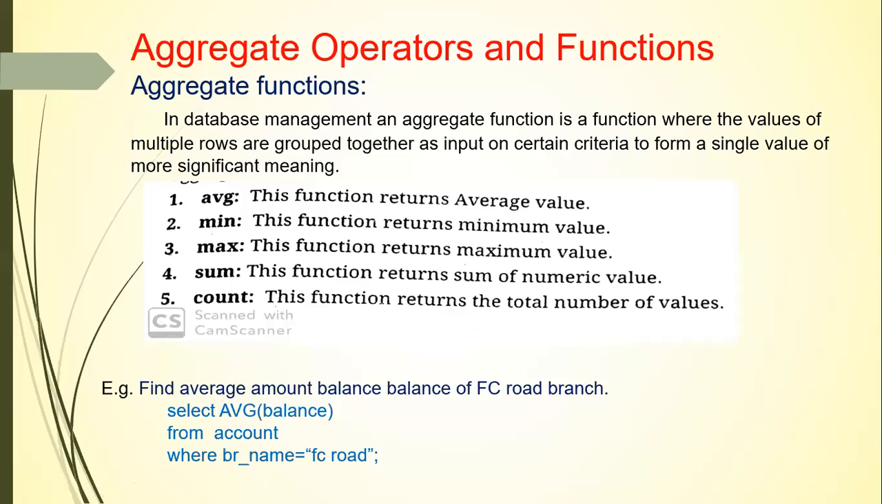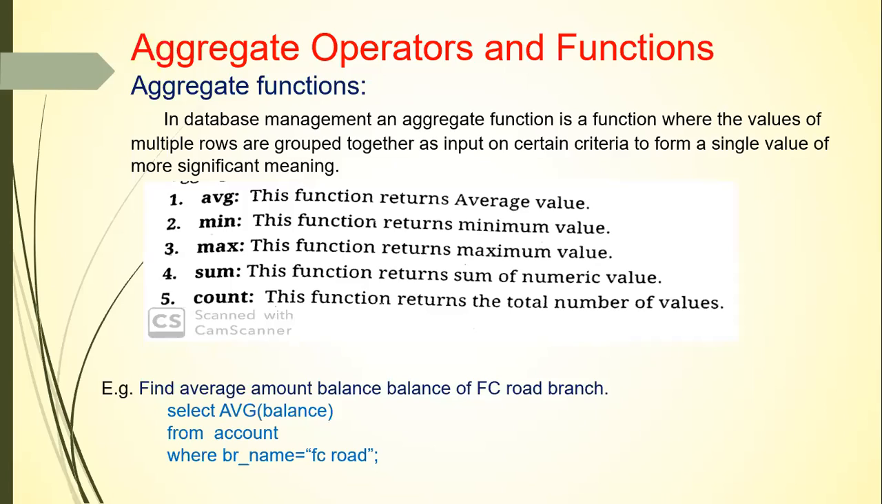We calculate the average, and the functions given here are average, min, max, sum, and count. All these are nothing but the aggregate functions used in the SQL language. Aggregate functions mean that if we have 10 tuples in the given table, we combine all these 10 tuples into a single one and find out meaningful information, the significant meaning, from those tuples.